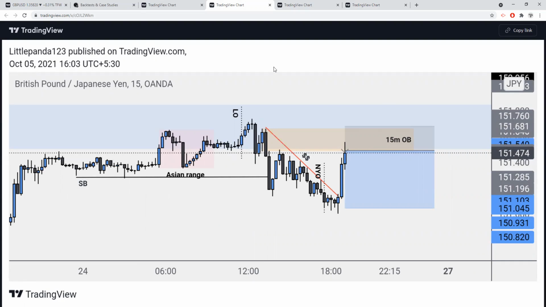Breakdown, this could have been a trade right there. This one could have been a trade like this. Then we break structure lower. There is your new OB. Oh man, this looks really good. Liquidity, New York Open, there it goes.